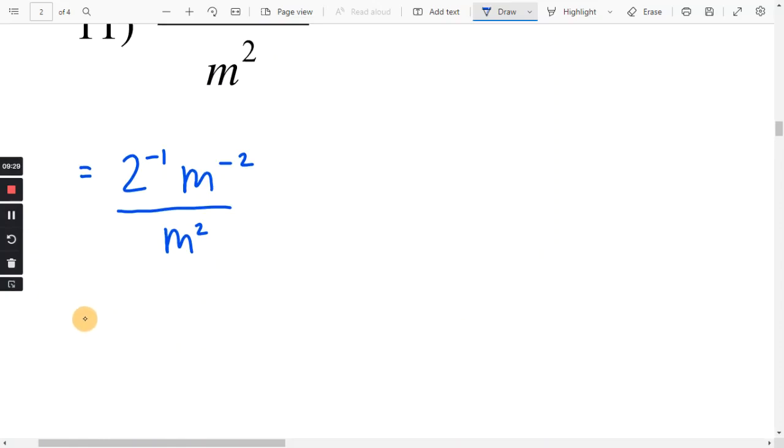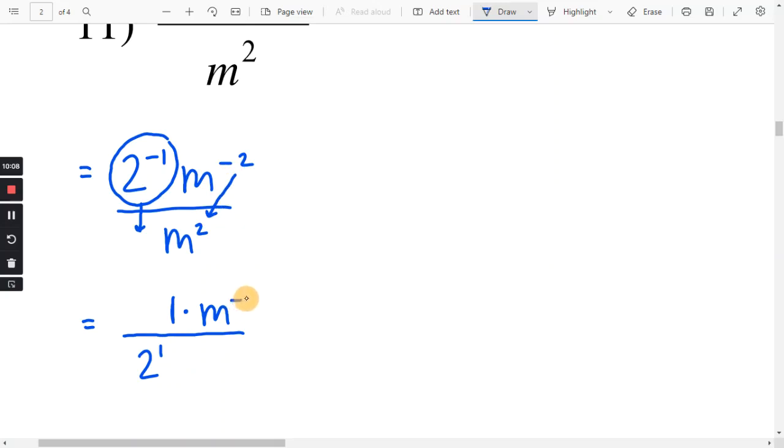All right. So remember we said when the exponent is negative, we can take this whole thing and shift it into the denominator. So that's going to be 1 divided by 2 to the negative 1, which becomes 2 to the positive 1. And as far as the m's are concerned, you just subtract the exponents. You can keep the 1 if you want. It's not really going to do anything in the numerator. But we have m, and then negative 2 minus 2 is negative 4.